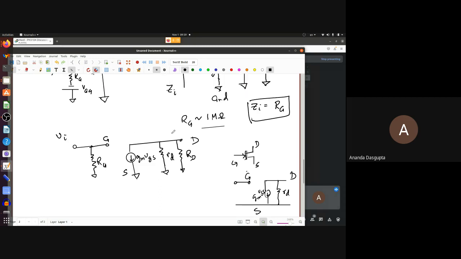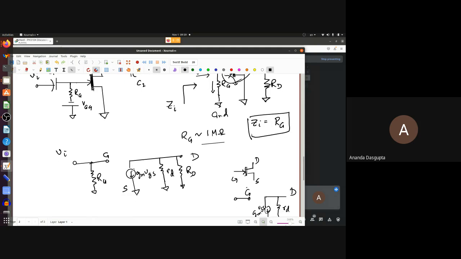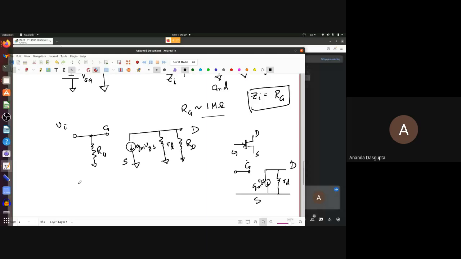So this circuit, when you replace the FET with the equivalent circuit, you get this. Any confusions? I'm assuming that silence means that there is no confusion. But let's hope that the assumption is correct.